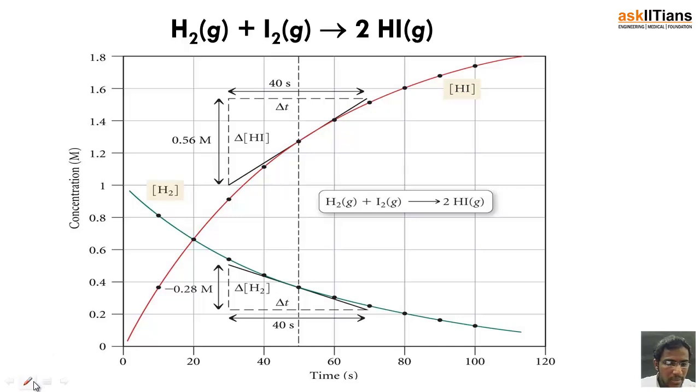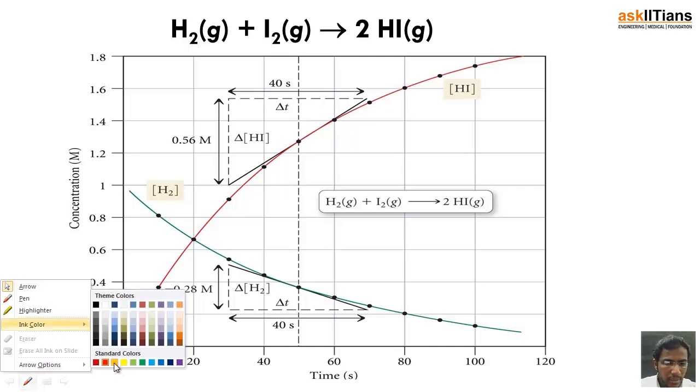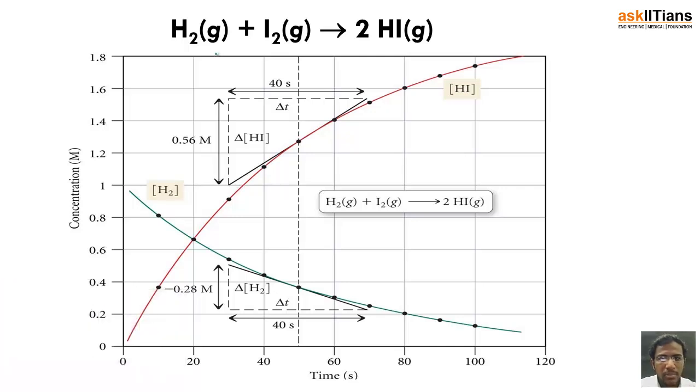Let's see how instantaneous rate is calculated for a chemical reaction. Let's do this example: H2 and I2 giving 2HI. This is the reaction, and here the concentrations of the reactants and products are given. This green line is the variation of concentration of hydrogen over time, and this is the variation of concentration of HI over time. Say I want to calculate the instantaneous rate at 50 seconds. So at 50 seconds I want to calculate the rate of this reaction.